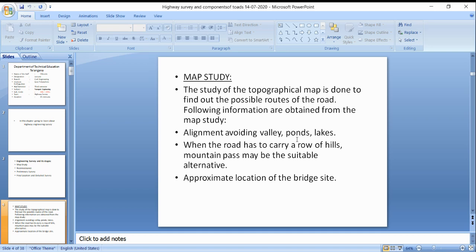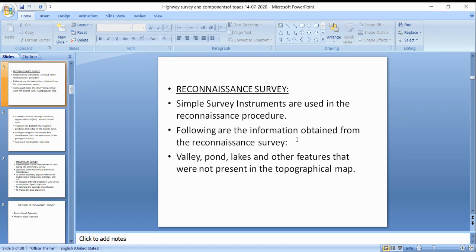So, alignment avoiding valleys, ponds and lakes. When the road has to cross a row of hills, mountains or a pass, a suitable alternative may be found. We have to avoid that also, and also the approximate location of the bridge site. If there is a bridge, we look for the alternate route connecting that bridge, and that can also be shown on the topographic map.